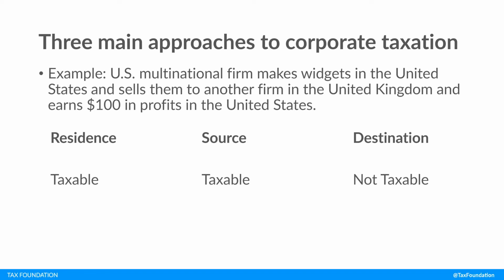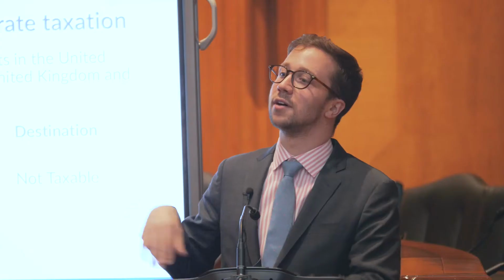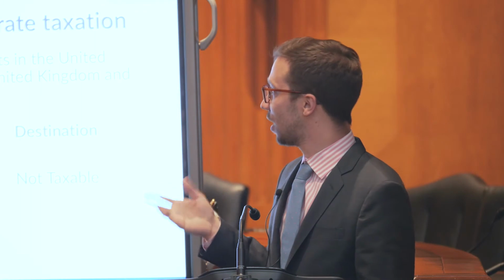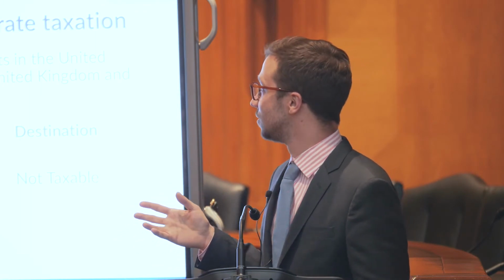An example, just to parse this out a little bit from the very beginning: a US multinational firm, so a firm that's headquartered in the United States, makes widgets in the United States, so the factory is actually located here, and then sells them to another firm in the United Kingdom. And that firm does whatever, who cares, with those widgets. And the US firm earns $100 in profits in the United States.